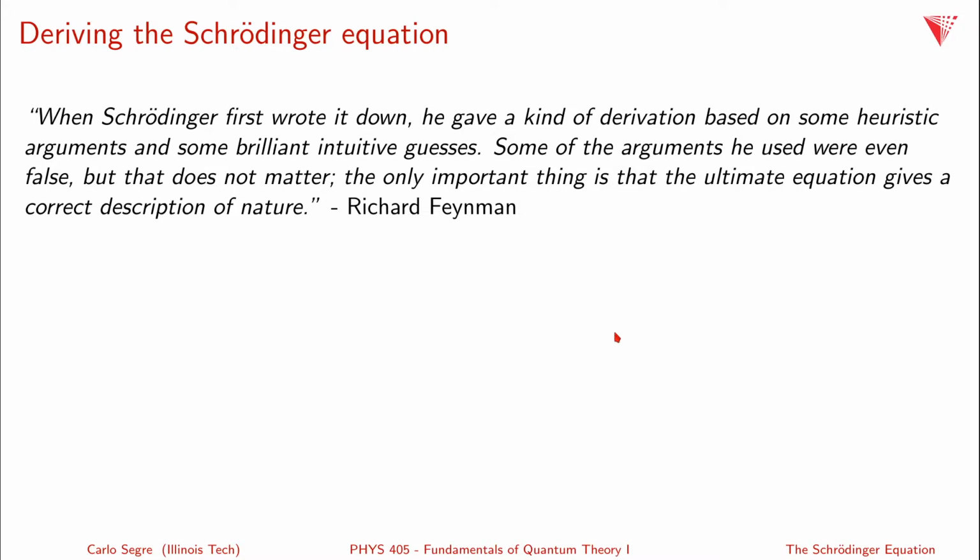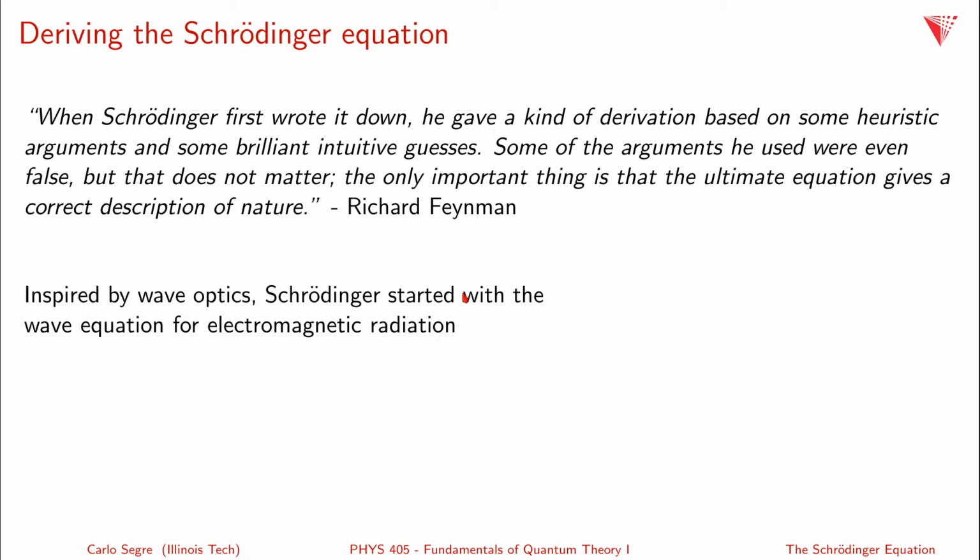Now, how did Schrödinger derive this equation? Because this is not the same as a wave equation for a traveling wave like electromagnetic radiation. So I have a quote here from Richard Feynman. Let me read it. "When Schrödinger first wrote it down, he gave a kind of derivation based on some heuristic arguments and some brilliant intuitive guesses. Some of the arguments he used even were false, but that does not matter. The only important thing is that the ultimate equation gives a correct description of nature." And this is Richard Feynman. So in fact, Schrödinger basically used his intuition to generate this equation.